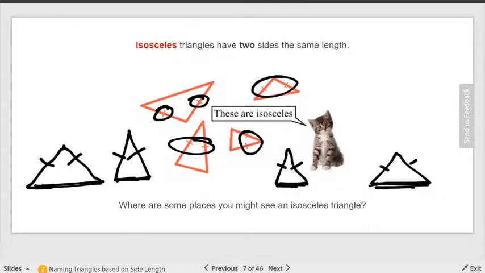Another thing about these is that you could always divide them exactly in half. They are mirror images of each other. You could fold it in half and it would fold perfectly onto each other.